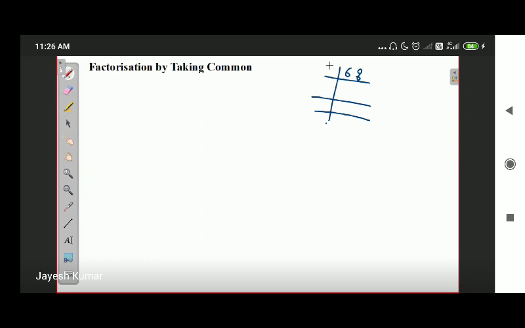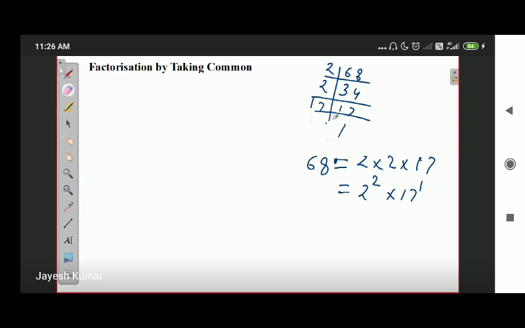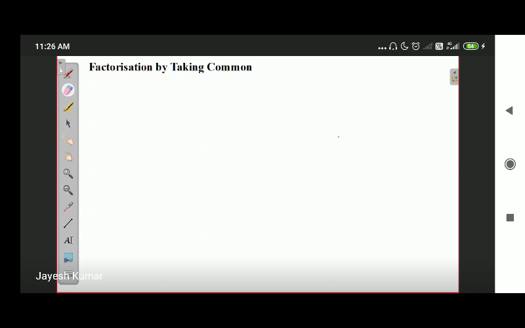So how do we find the prime factors of this number? 2 3s are 6, 2 4s are 8, 2 1s are 2, 2 7s are 14, and 17 1s are 17. So the factors of 68 will be 2 into 2 into 17, or you can also write in the form of exponents: 2 square into 17 to the power 1. Why 17 to the power 1? Because 17 is coming just once here. So we are going to do this type of thing for an algebraic expression as well. How? That is the question, and that we have to understand now.